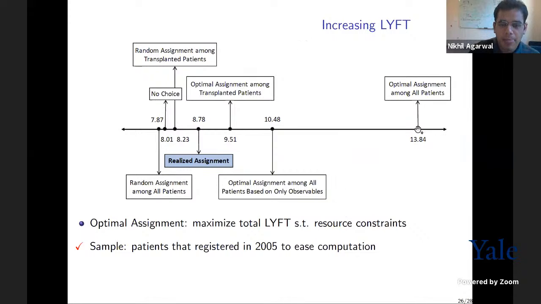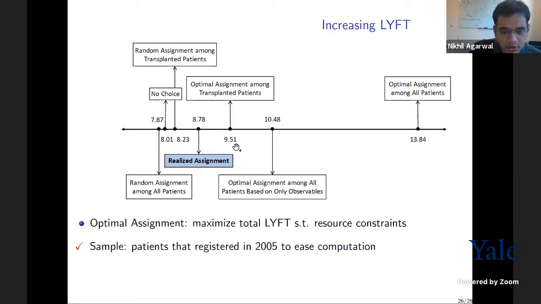So I would say the answer is no to your question, because I don't think we are close. If you got rid of equity considerations, then you'd get to 13.84 years. Now, if you had one very stringent equity consideration, that people who were transplanted in the current mechanism should get a transplant in any other mechanism, then the limit is 9.5 years.